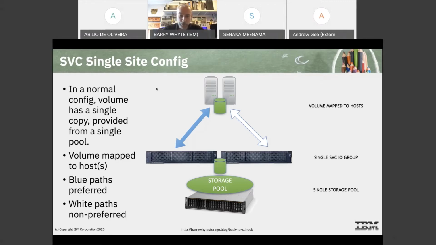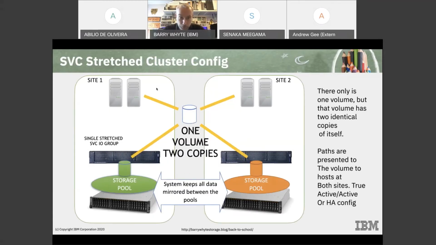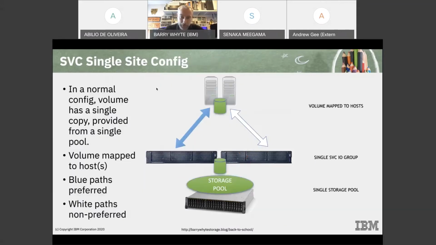The other node is the non-preferred node, and it's providing active paths that can be used, but they have this designation of non-preferred, and so that's shown there with the blue and the white arrows. So that's a standard single site type configuration. So what we can do is we can actually stretch that IO group to create what's called a stretch cluster. Now we still have exactly the same config. I'll just go back because we only have one volume. It's just that we have multiple paths to the volume.